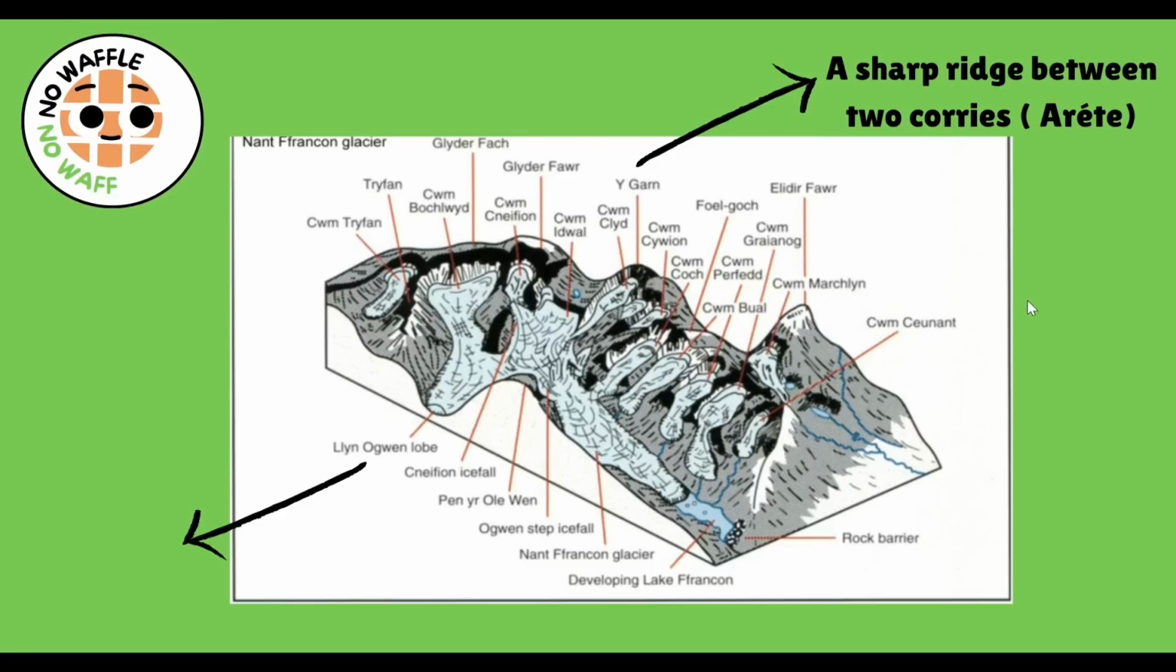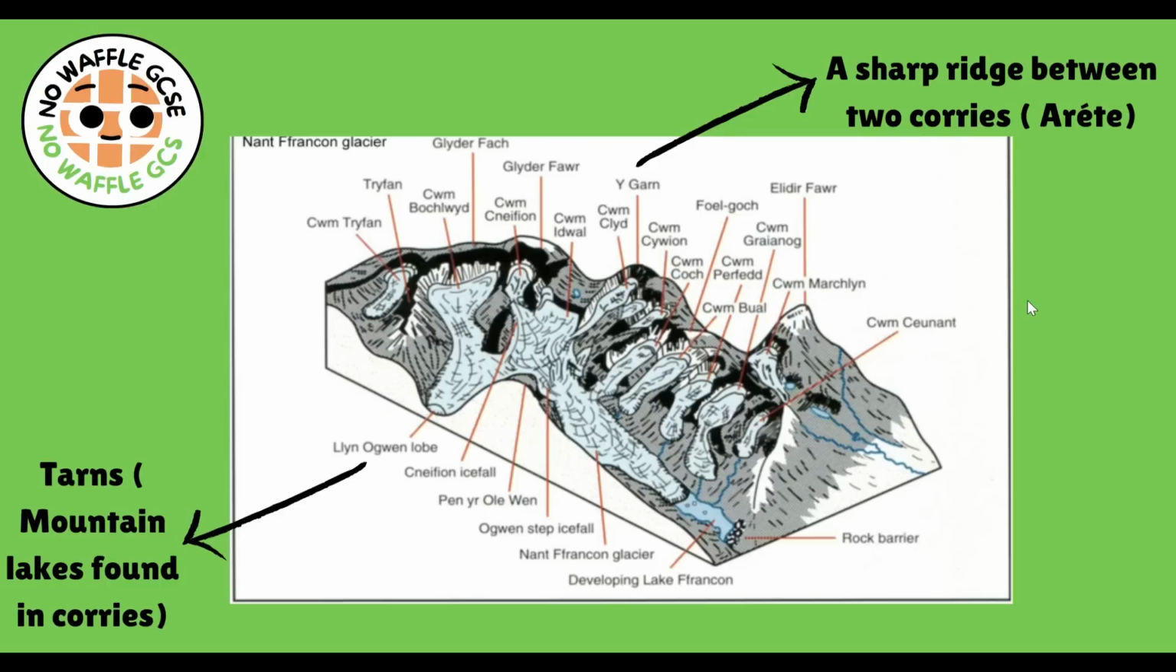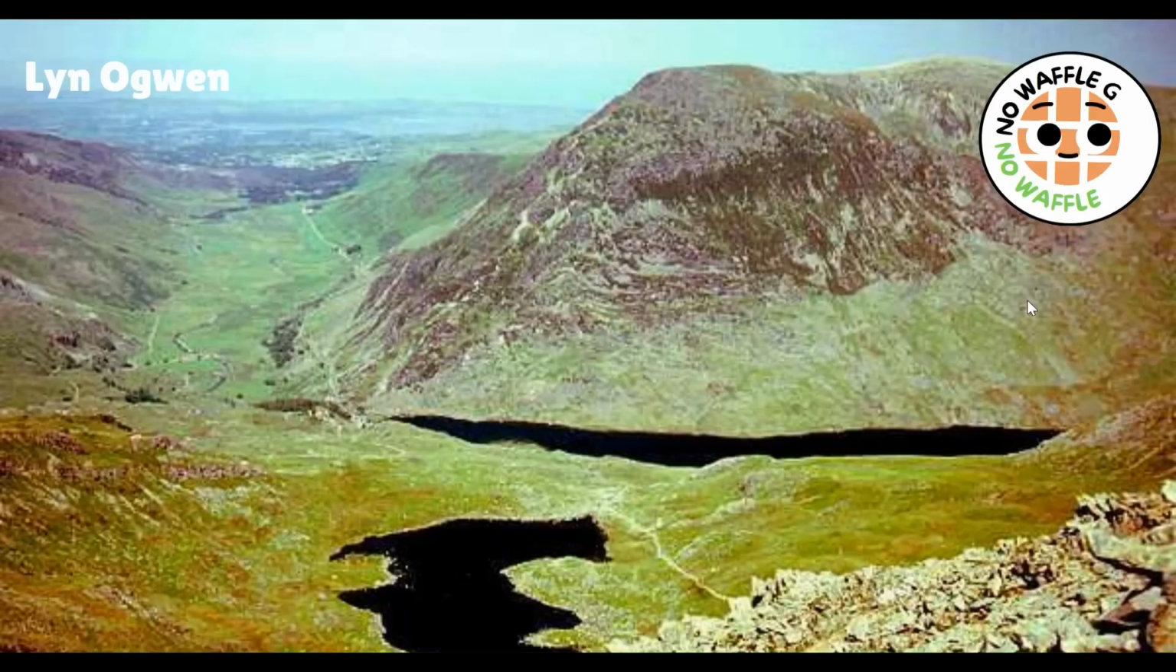The next thing I wanted to draw your attention to was Llyn Ogwen, i.e. a mountain lake, a tarn, that's found within the corries. So within that armchair shape, you've got a little lake, and it's called Llyn Ogwen, so that's an example of that. You can see in the image here what that looks like.